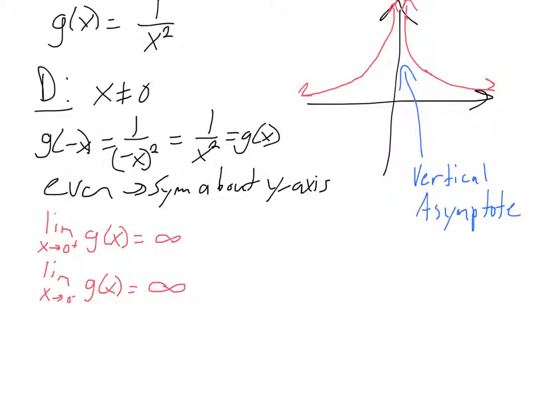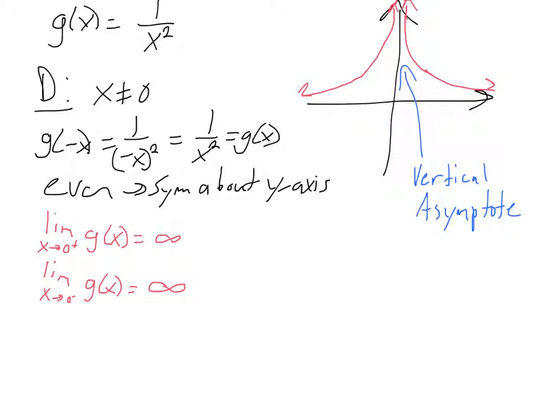And with 1 over x, we also had a vertical asymptote. They look a little different because in one case they both go off to the same infinity, positive infinity, and the other one they go off to different infinities, but nevertheless they are still essentially the same.